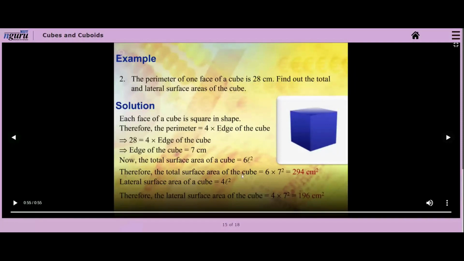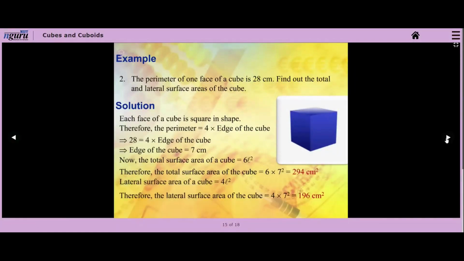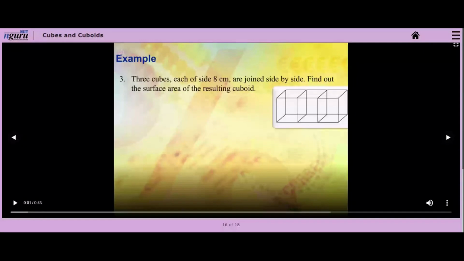Correct? Yes, ma'am. 3 cubes. Do this surface area of the cuboid. Ma'am, 1024 centimeters square. 1000. 1024.